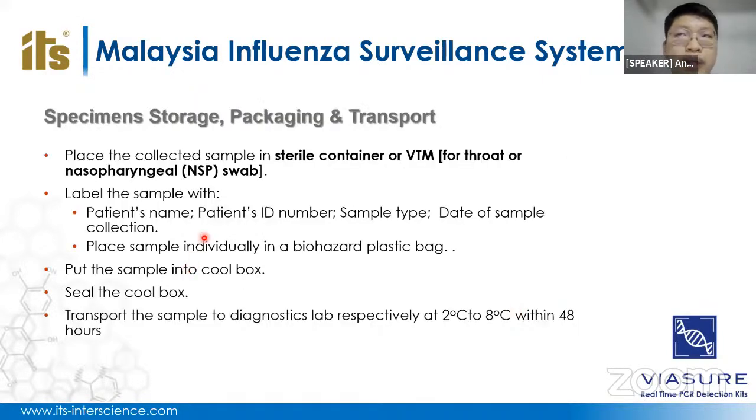And then how do you pack it? These are normally assigned for particular clinics. If the clinic wants to send the sample, after collecting the sample in the sterile container or VTM, they need to label the sample with the patient ID, patient name, sample type, and date of sample collection, and then place each sample individually in a biohazard plastic bag, put the samples into the cool box, seal it, and transport to the diagnostic lab as soon as possible.